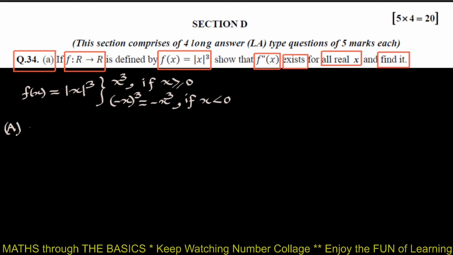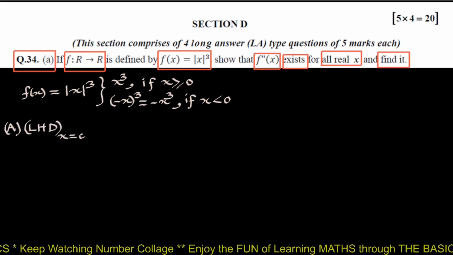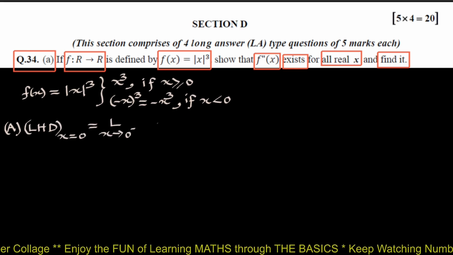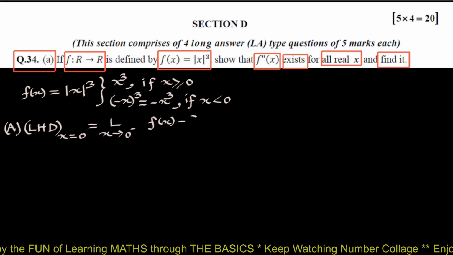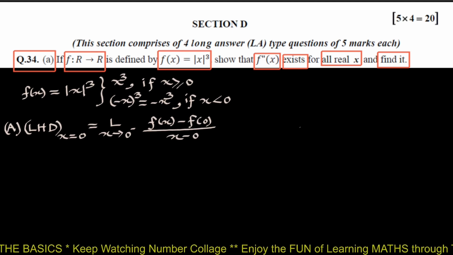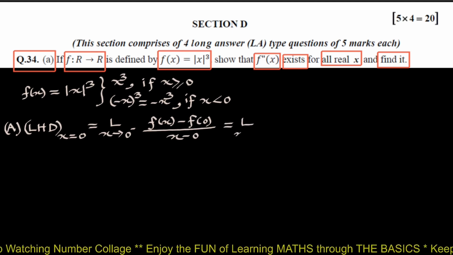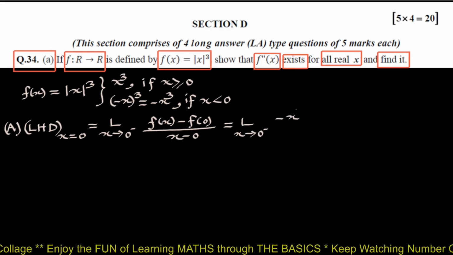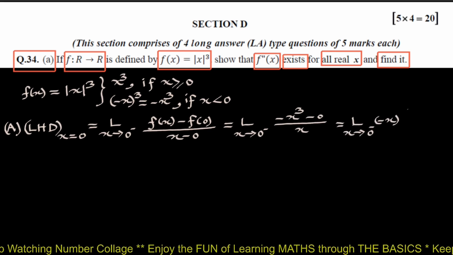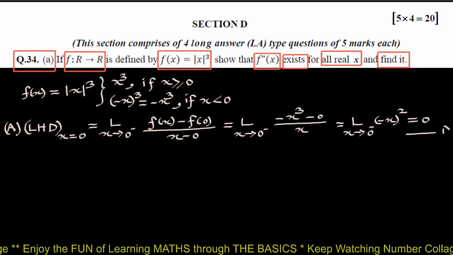We will find the left hand derivative at x equals 0, which is limit as x tends to 0 negative of f(x) minus f(0) upon x minus 0, according to the first principles of derivative. That will be limit as x tends to 0 negative of minus x cube minus 0 upon x, that will be limit of minus x square, which will be 0. We name this number 1.